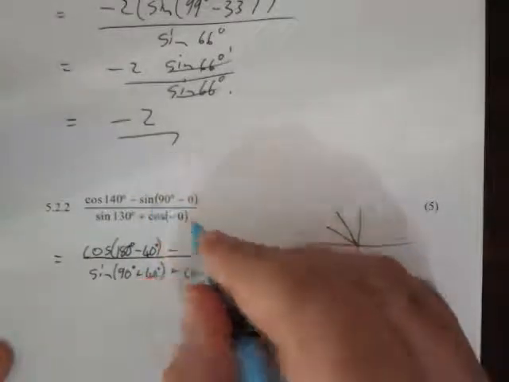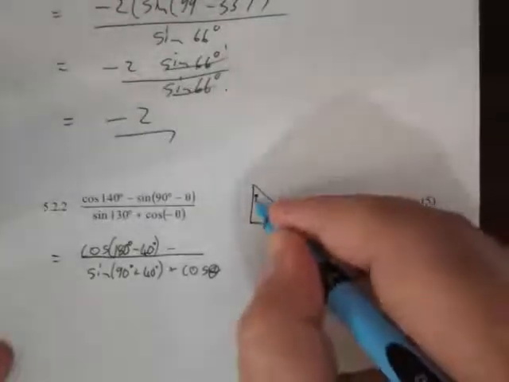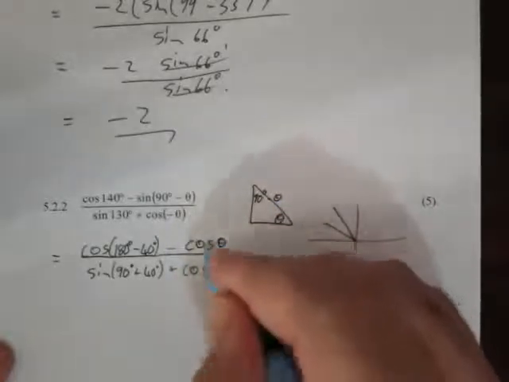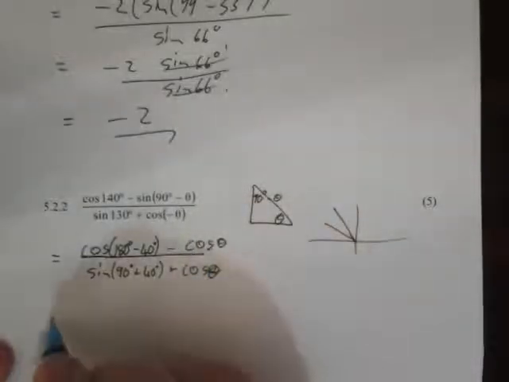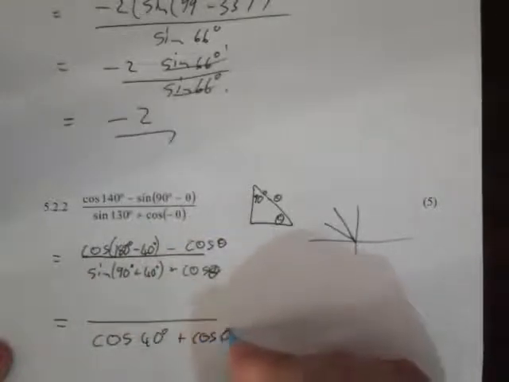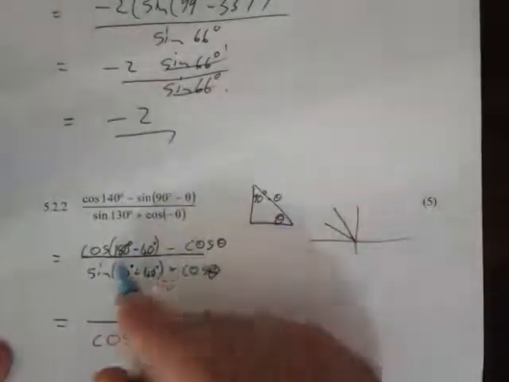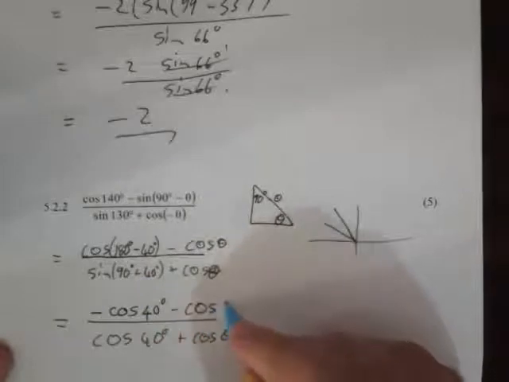Minus, and then sine of 90 minus theta is the same as cos of theta. Okay, now we're starting to see cos of theta. We will see sin of 90 plus will give us a cos of 40 degrees plus cos of theta, and that will become, now, because that's in the second quadrant, cos is negative, so it will be a negative cos of 40 degrees minus cos of theta.